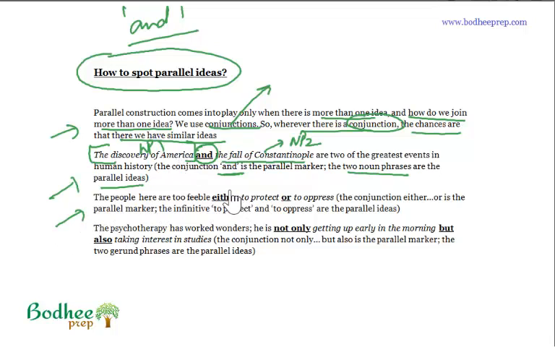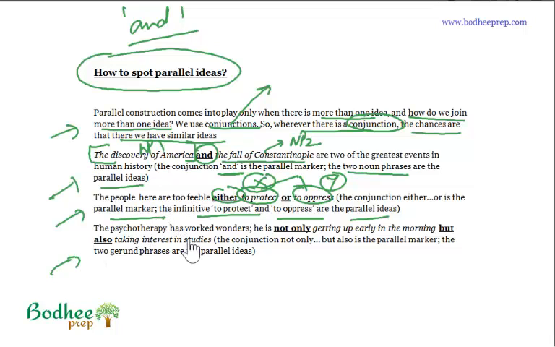The people here are too feeble either to protest or to oppress. So what do we have? We have two infinitives coming in parallel. In the previous examples, we hadn't discussed infinitives, but now we have two infinitives: to protest, to oppress. The people here are too feeble, either X or Y. What is X? To protest. What is Y? To oppress. And what is the marker? The conjunction either or is the parallel marker. The infinitives to protest and to oppress are the parallel ideas. Let's go to the next one.